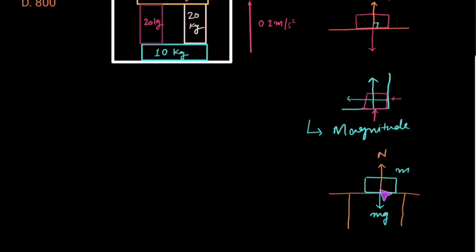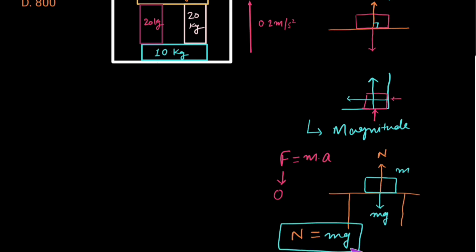If this book is not moving in the vertical direction, it means the net force on this book in the vertical direction is equal to 0. Because from Newton's law, F, that is the net force, equals mass into acceleration. So if the net force on any object of mass m is 0, that object will not have any acceleration. It means that the upward force, that is N, has to be equal to the downward force, mg. So this way the magnitude of normal reaction can be calculated.